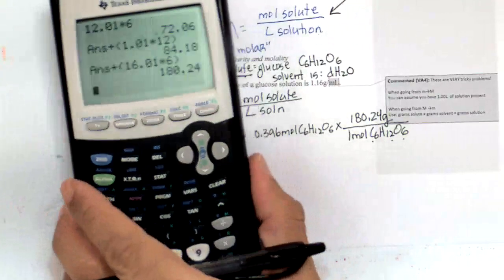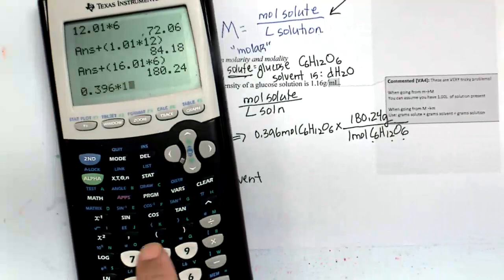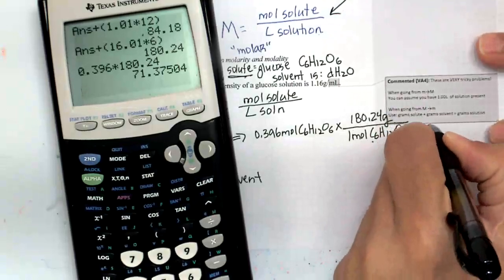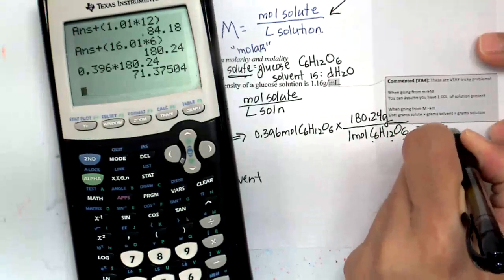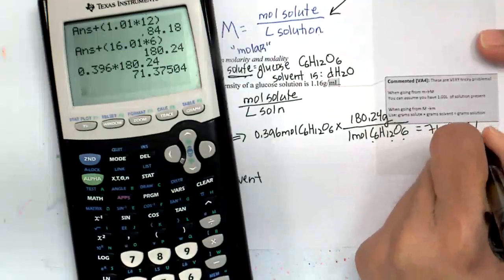All right, so what's 0.396 times 180.24? Just double check my math here. 71.38 grams of glucose. I'll just do 2 decimal places.